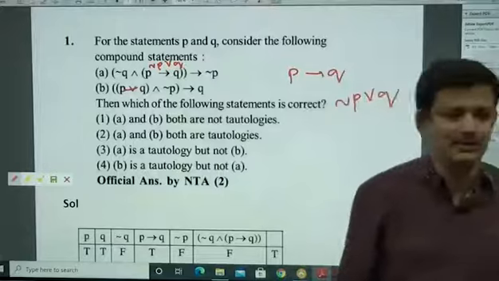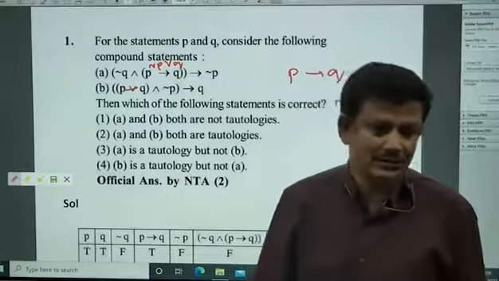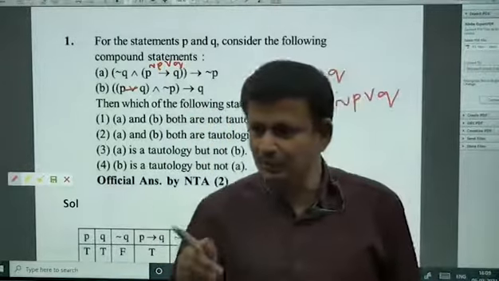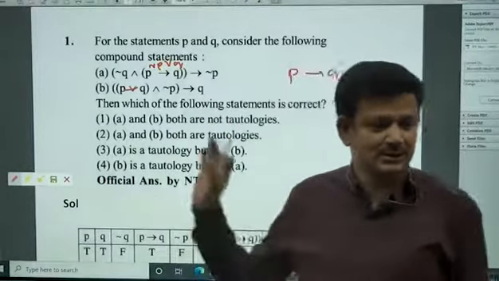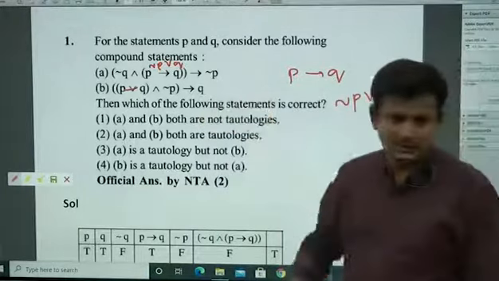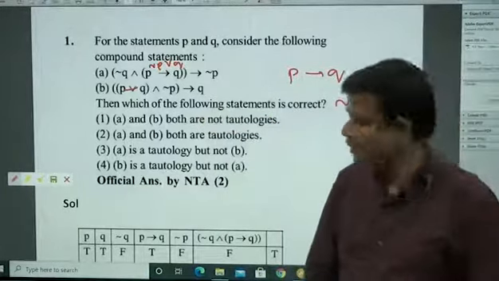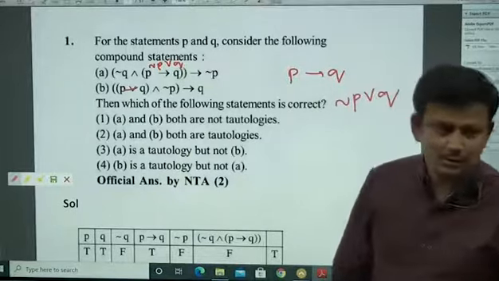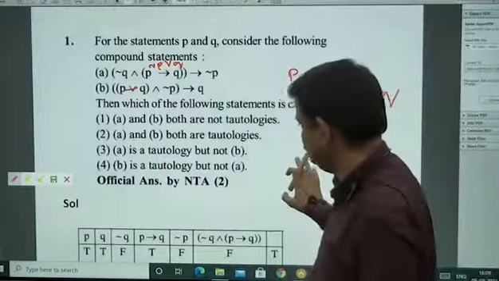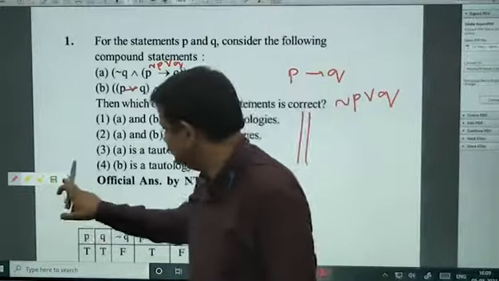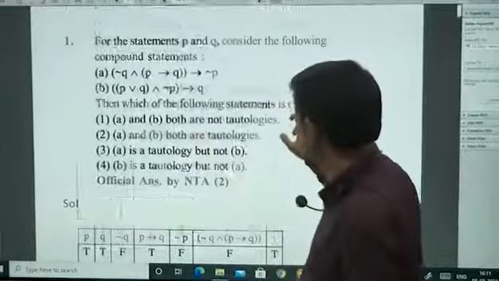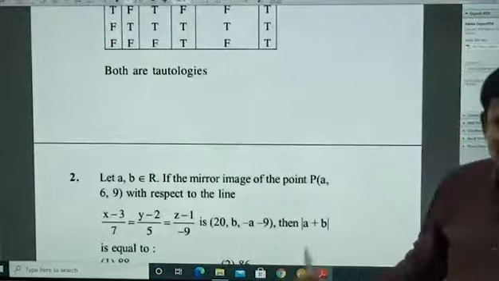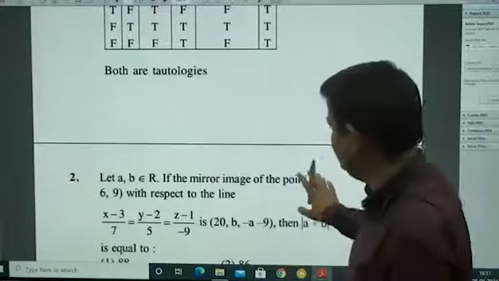Q and negation P. Q and something, will it not imply Q? So everything of Q which is common to negation P, it is there. So that will definitely imply Q. Yes or no? So both are tautologies. So the table is not needed, just basic understanding of what the statements are will be sufficient.